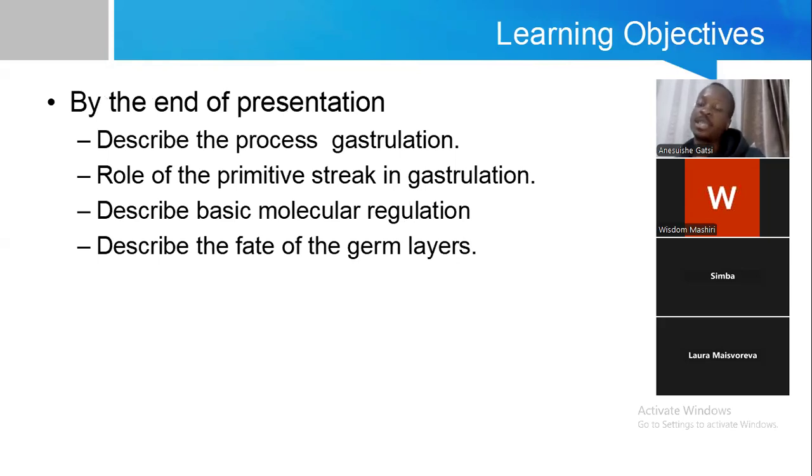By the end of the presentation, one should be able to describe the process of gastrulation and also understand the role of the primitive streak in gastrulation, then also describe some basic molecular regulation with regards to gastrulation and the fate of the germ cell layers. Then lastly, we'll describe the fate of the germ cell layers in terms of what they do form, mainly focusing on the ectoderm. Then, of course, we'll also do mesoderm and endoderm.